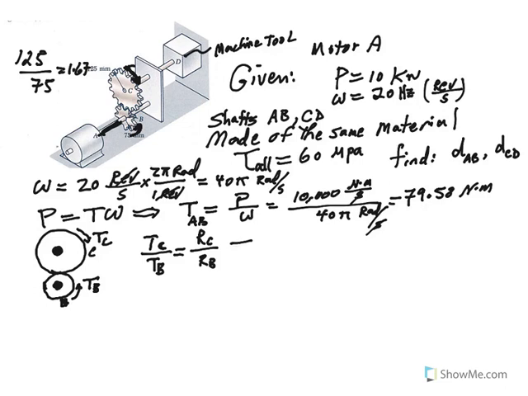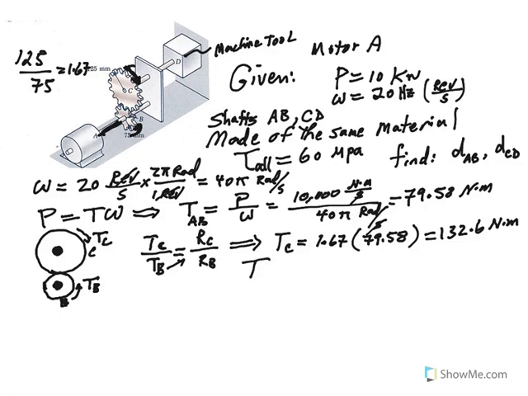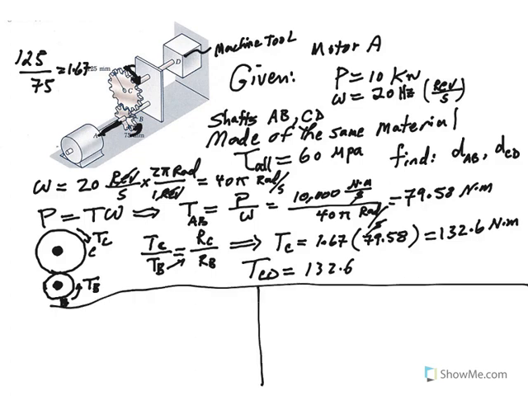That's how much larger torque C is going to be than torque B. So that comes out to about 132.6. I'm just using the gear ratio here. The ratio of RC to RB is 1.67, multiplied by T sub B, and that gives me the torque. So this is the torque now on shaft CD, 132.6.